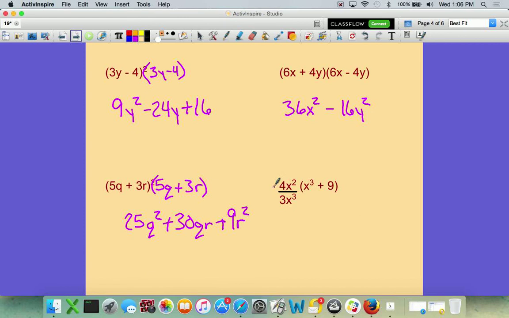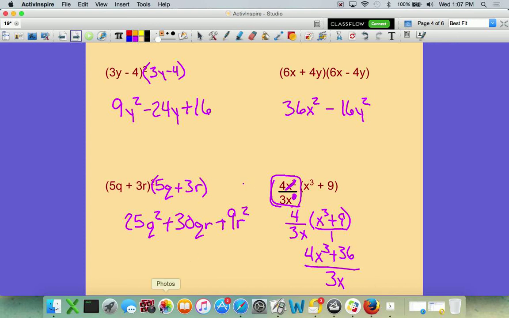Alright, this last one, you can do it a couple different ways. The first thing that I see is this is a fraction here. And with any fraction, you can always try and simplify it first before you do anything. Well, there's 2 x's here, and that cancels with 2 of the x's on the bottom. So this whole thing becomes 4 over 3x times x cubed plus 9. Well, from there, remember this is like over 1. Well, we can just multiply our tops together, 4x cubed plus 36 all over 3x.